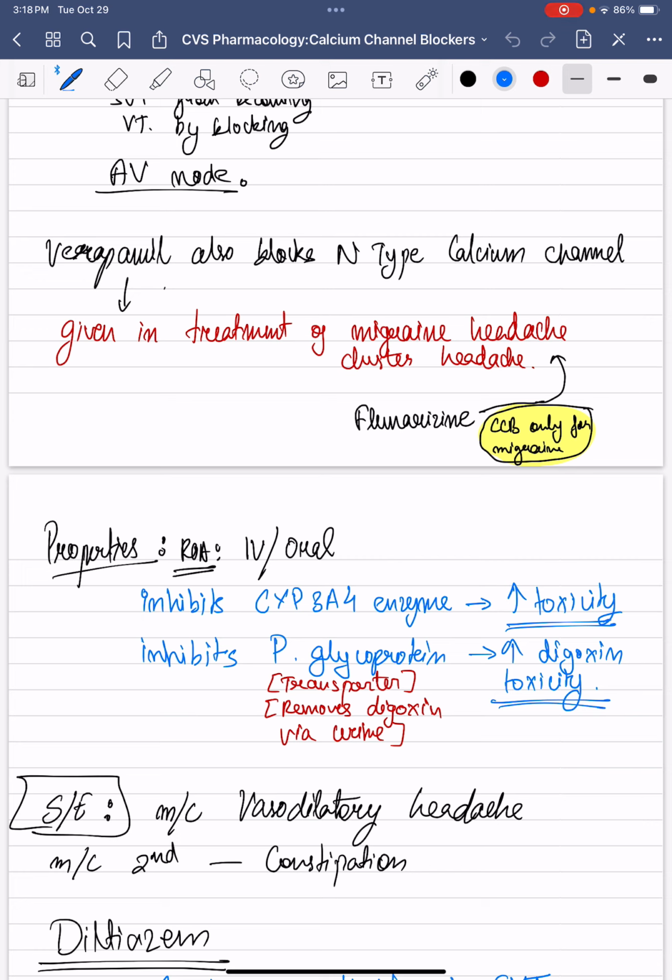And flunarizine is a calcium channel blocker that can be used only for migraine. Flunarizine. Okay, so that is just an extra tidbit. So, what are the properties of verapamil?